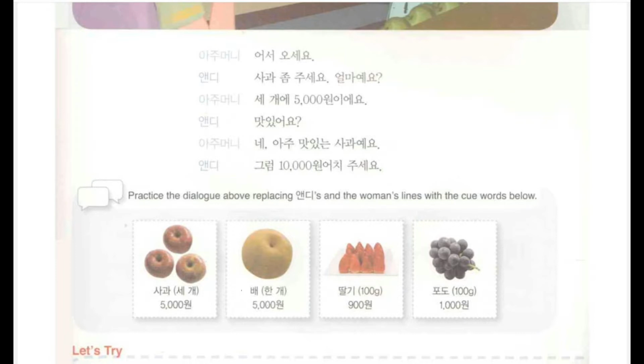Line by line 갑시다. 어서 오세요. 사과 좀 주세요. 얼마예요? 3개에 5,000원이에요. 맛있어요? 네, 아주 맛있는 사과예요. 그럼 10,000원어치 주세요.